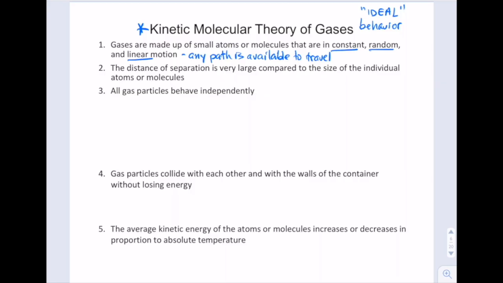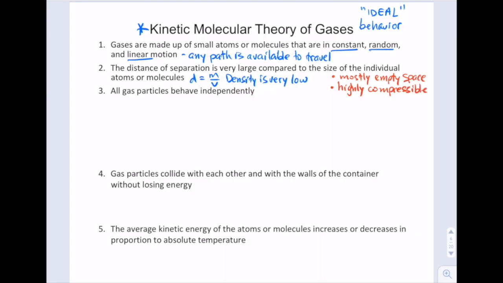The second assumption is that the distance of separation is very large compared to the size of the individual atoms or molecules. That's another way of saying that the density is very low. So remember, the density is equal to the mass divided by the volume. And in this case, if the volume is very, very large compared to its mass, that means the density is low. If the density is low, that makes sense for the first assumption then, because that means that there's less chance of any particular molecule on a path to come across any other molecule on any other path for them to influence each other. It's mostly empty space. What that also means is that it's highly compressible.